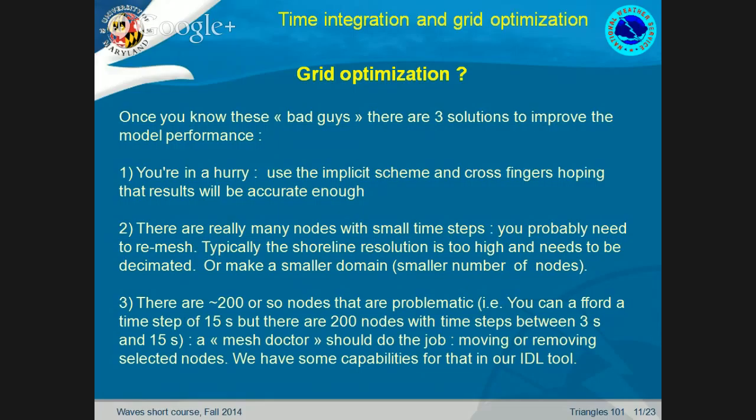Another option is to make a smaller domain. So you wanted to have the full French coast with resolution of 100 meters, but you're really only interested in a small bay. So okay, we'll just get rid of everything else. I only do that small bay.